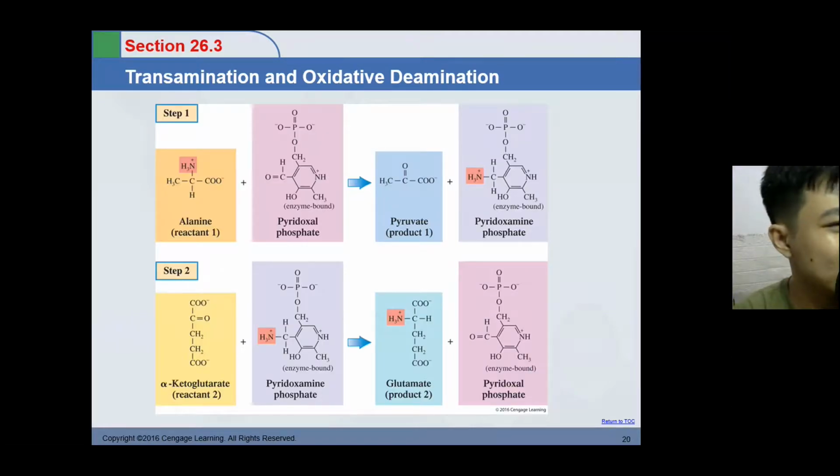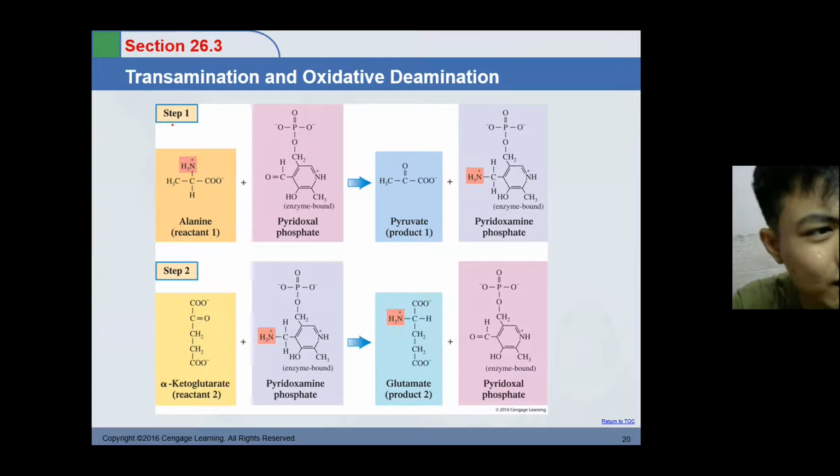So, in this process, iba naman to. So, in this case, kunwari, alanine naman. So, ano ginagawa ng alanine when you digest it in your food, no? So, kapag alanine, medyo iba yung kanyang pathway. So, gagamit tayo ng enzyme that contains pyridoxal phosphate. Okay? So, this is enzyme bound.